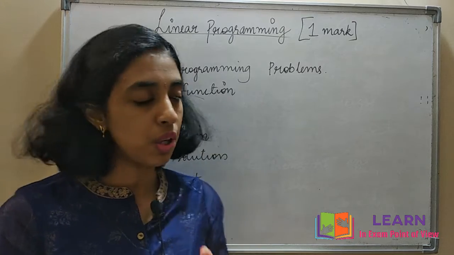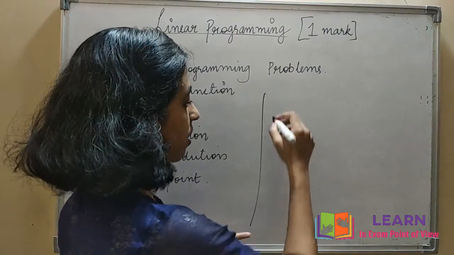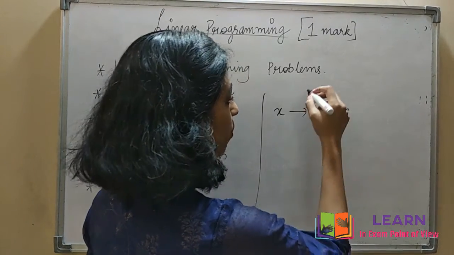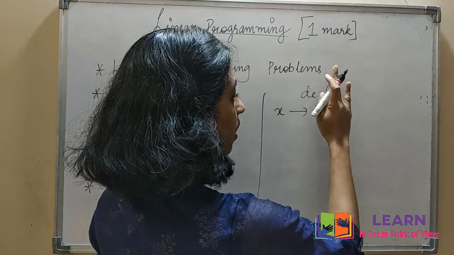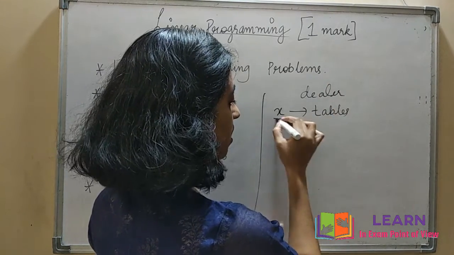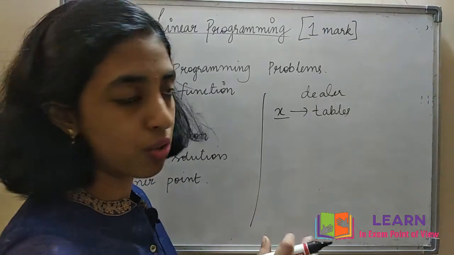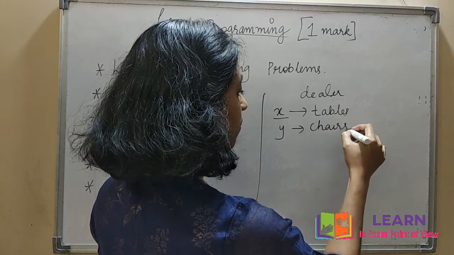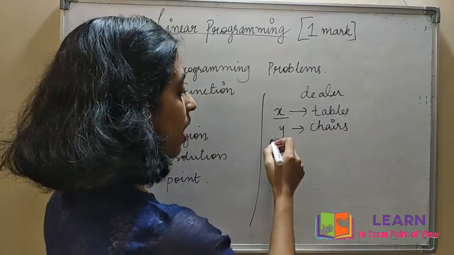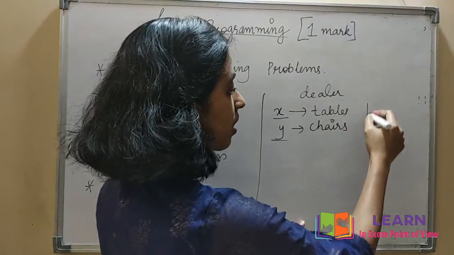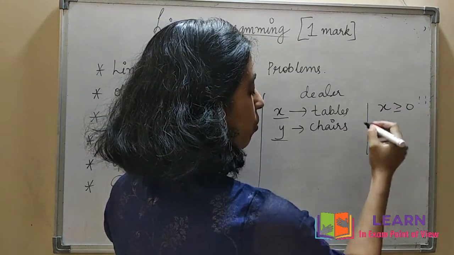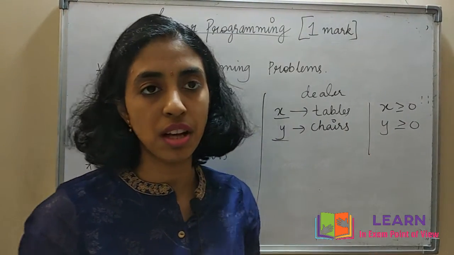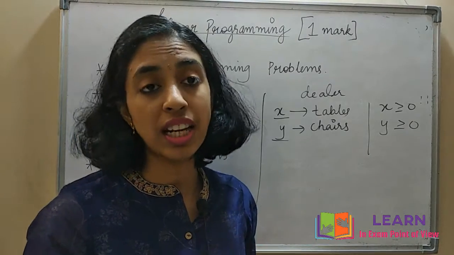Let's discuss a dealer who buys a number of tables x for his own business purpose, assume. X be the number of tables, and y be the number of chairs. So this x and y always should be greater than or equal to 0. X should be greater than or equal to 0. Y should be greater than or equal to 0. There should be some numbers. So this x and y are called non-negative constraints.